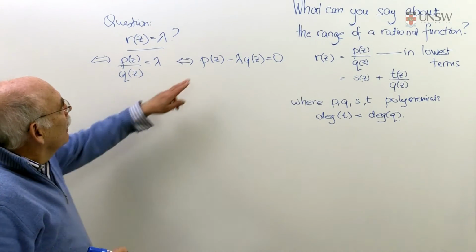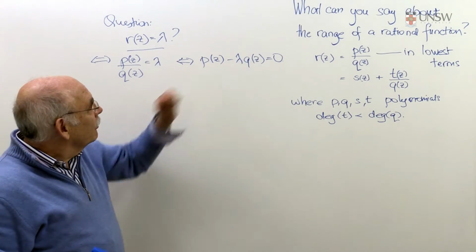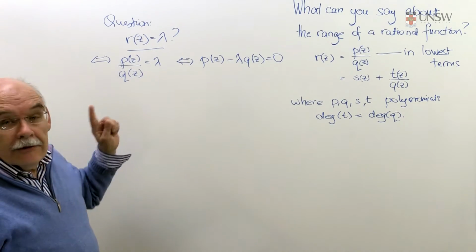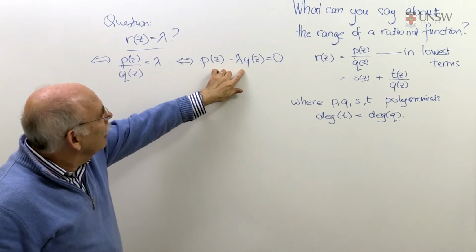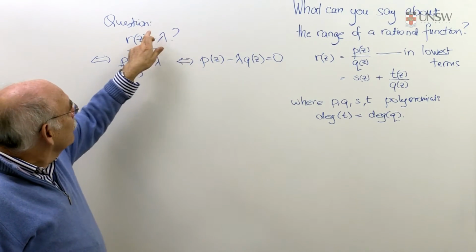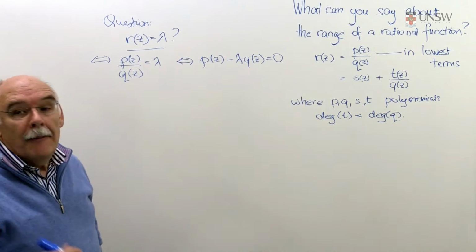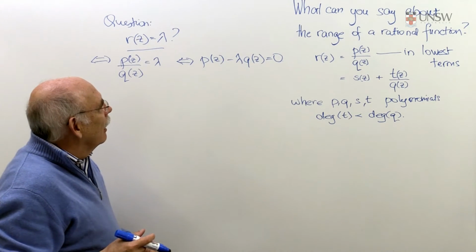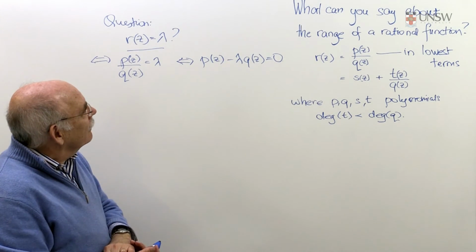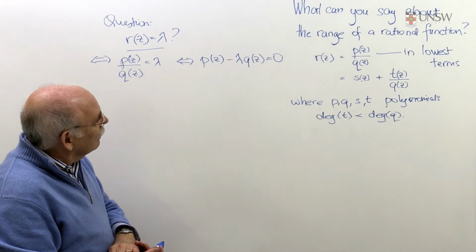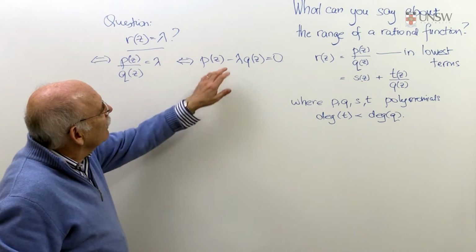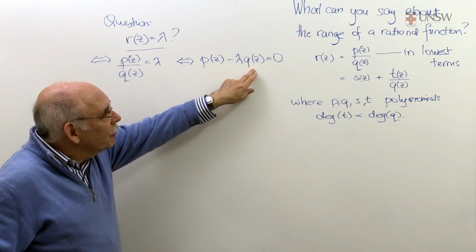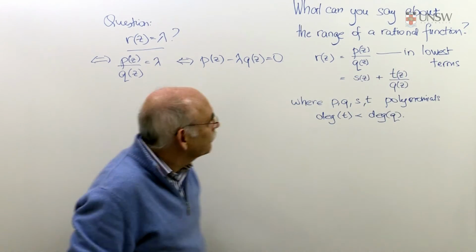Now, p of z and q of z are polynomials, so this is a polynomial. If this is a non-constant polynomial, it has a solution. So if this is a non-constant polynomial, there is a z so that this is true. So there is a z so that r of z is equal to lambda, and lambda is in the range. On the other hand, if this is a constant polynomial, and the constant is not 0, then there are no solutions at all. And I suppose if the constant were equal to 0, it would actually mean that p of z and q of z were multiples of each other, so they wouldn't be in lowest terms.